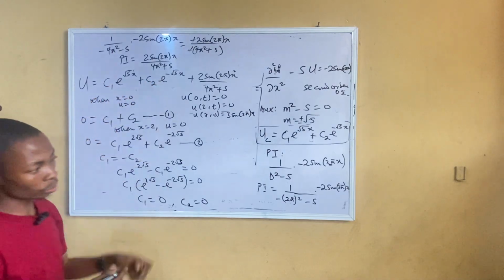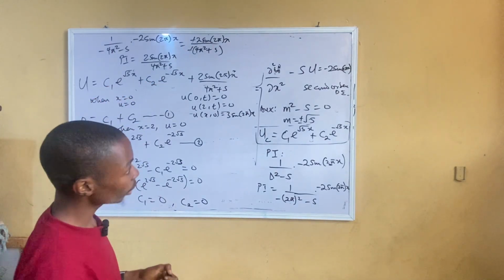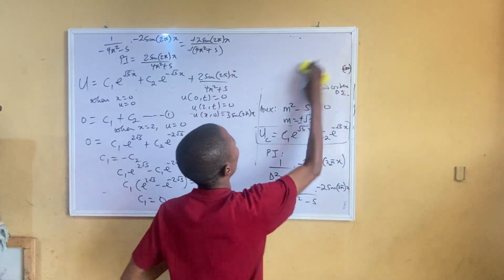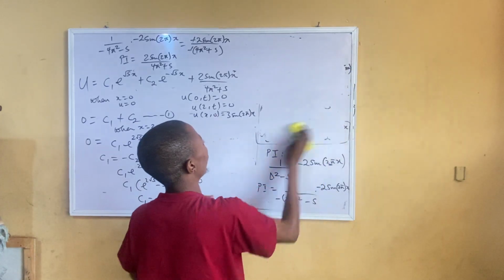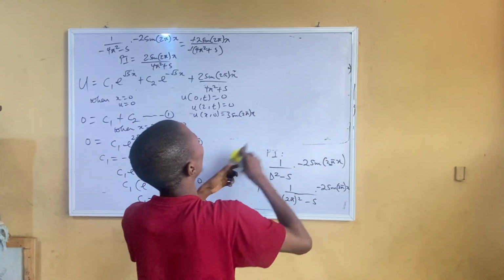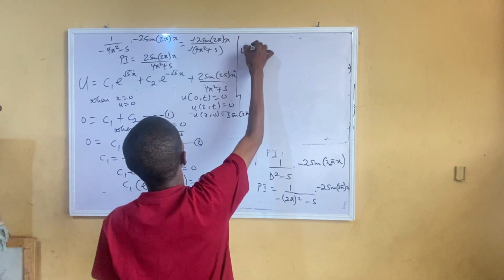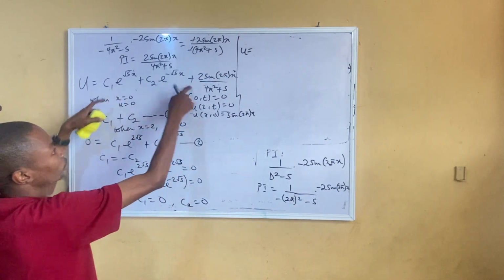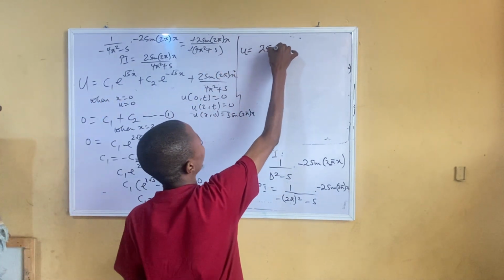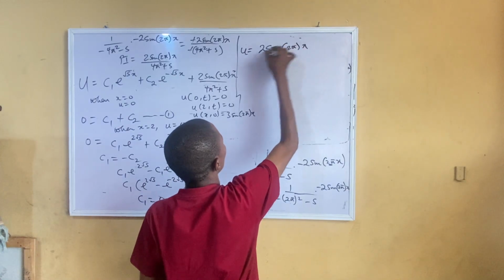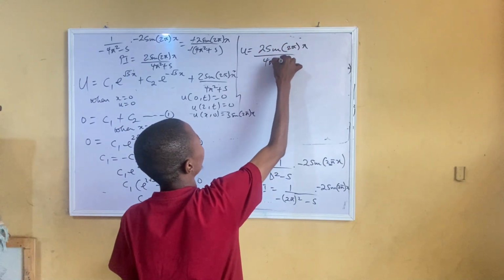Then what will be our new solution? If c1 and c2 are 0 now, our solution u equals what? These two guys are 0. Then our solution will be 2 sine 2 pi x divided by 4 pi square plus s.